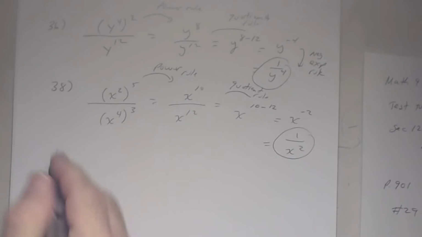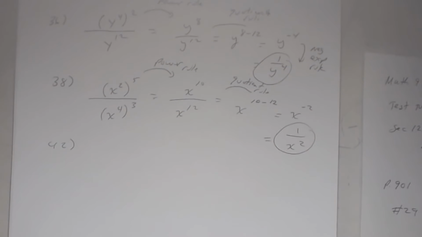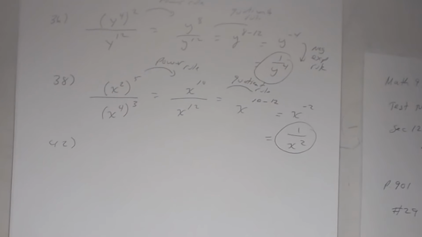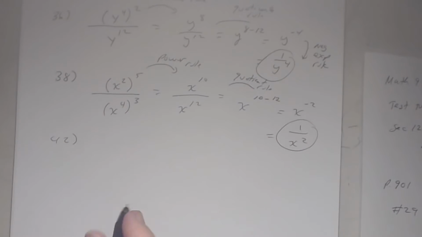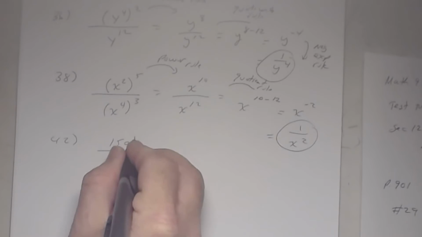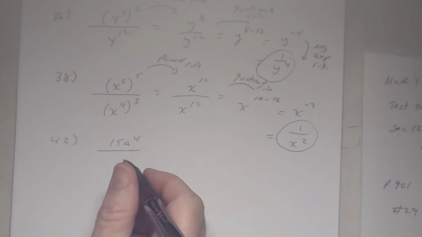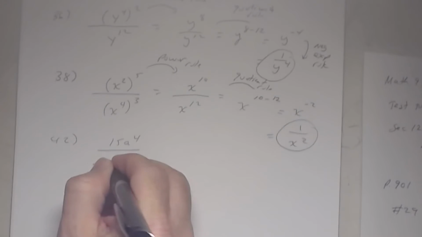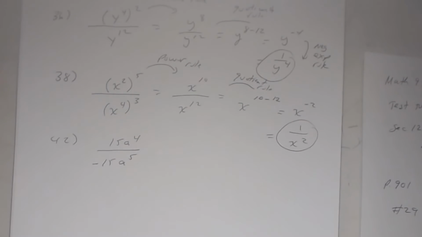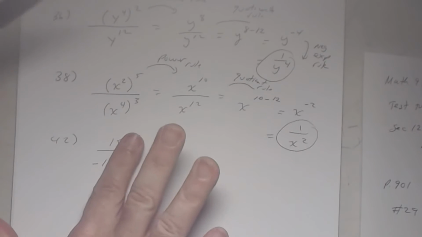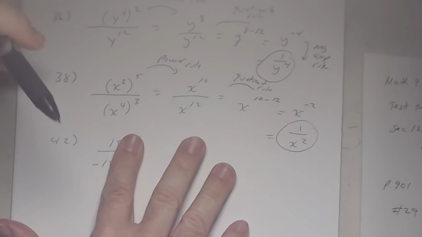All right, 42, you have this. In the numerator, you have 15a to the 4th. And in the denominator, you have negative 15a to the 5th. All right, let's deal with the coefficients first. What's the coefficient in the numerator? Okay, what's the coefficient in the denominator? All right, so if I cover this up, what's 15 divided by negative 15?